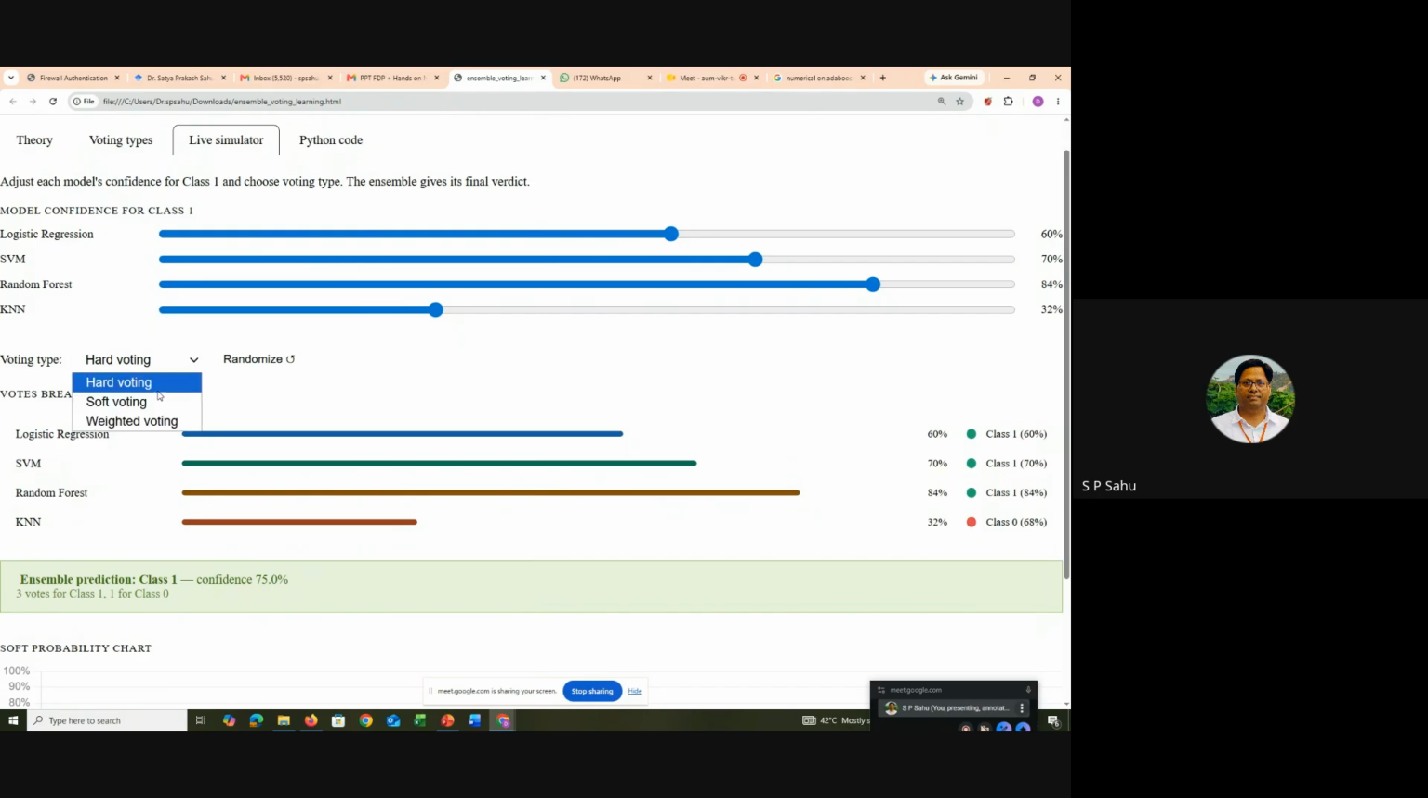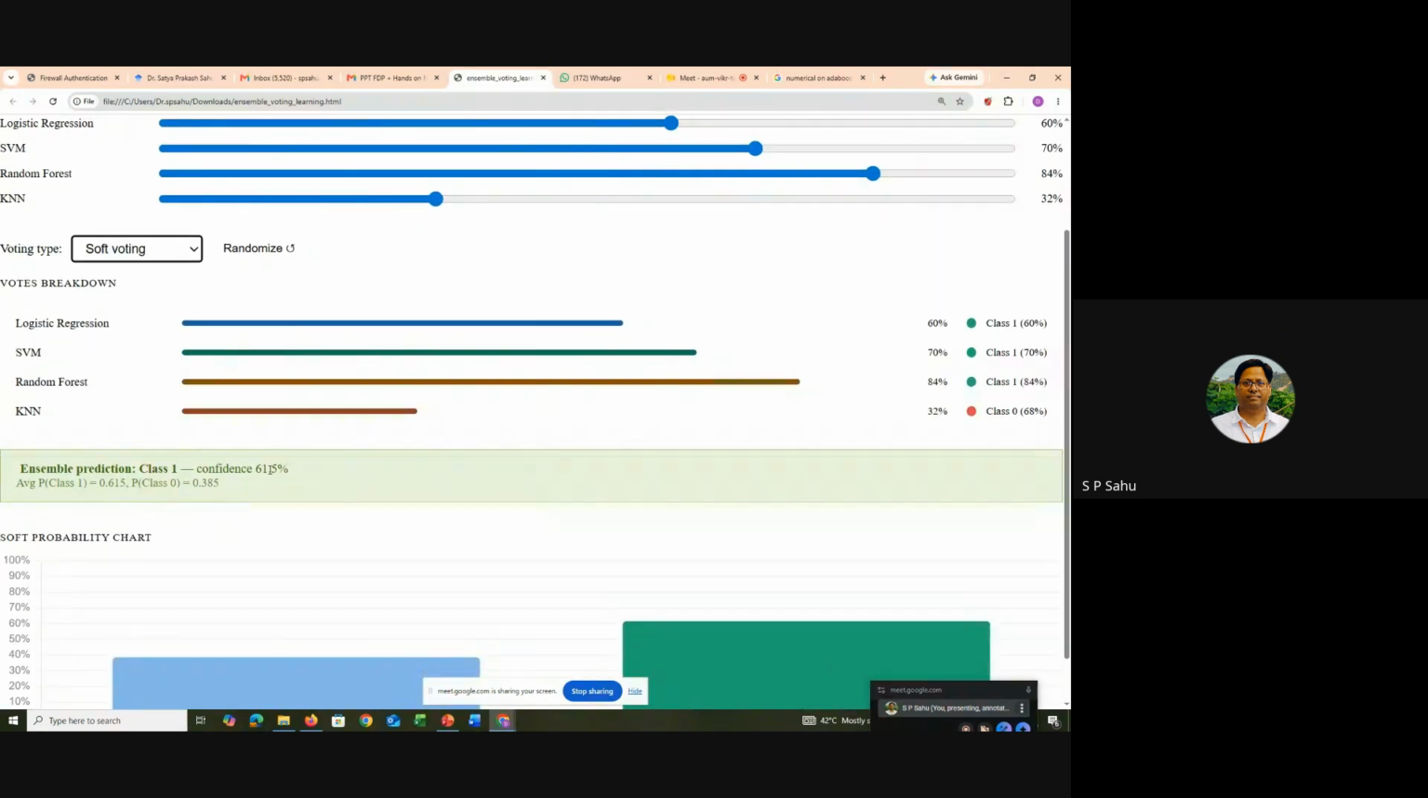And now let us suppose that we are taking soft voting. Then for soft voting the confidence is 61.5. So for class 1 it is 0.615 and for class 0 it's 0.385. Okay, so again for soft voting the class 1 probability is 0.615. So we can say that yes, it is exceeding the 0.5 value, so it may belong to class 1. And then weighted voting will be somewhat different.